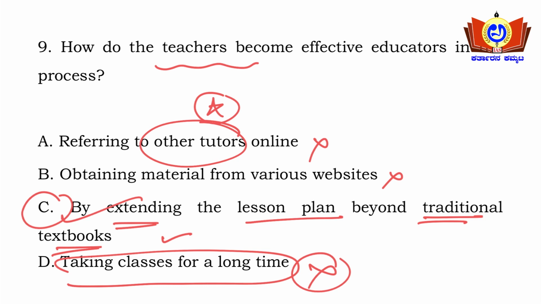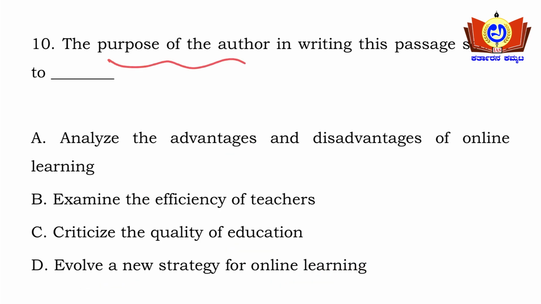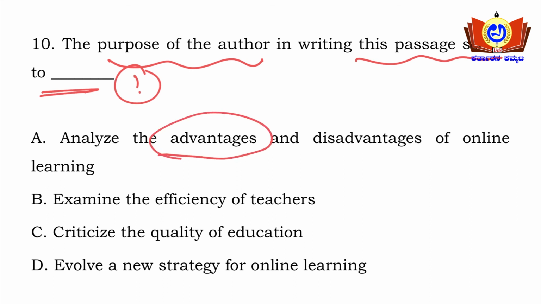So the next question is, the purpose of the author in writing this passage seems to dash. Okay, so analyze the advantages and disadvantages of the online class. Okay, the passage actually speaks about the advantages and disadvantages of online learning, and in the last part of the passage it suggests that actually online classes are not a replacement to offline classes. Okay, so this might be the probable option.